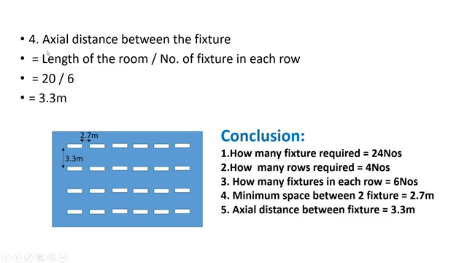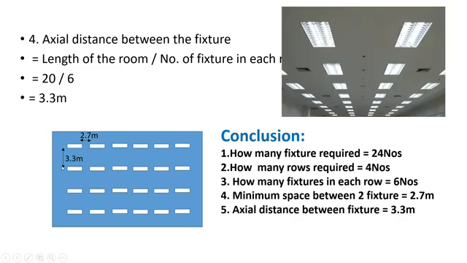So all these values we put in that picture. Now you will see the total number of lighting fixtures is 24, and the number of rows required is 4 rows: 1, 2, 3, 4, with 6 lighting fixtures to connect in each row. The minimum distance between each fixture is 2.7 meters, and the minimum axial distance between each fixture is 3.3 meters. In this way I can connect my lighting fixtures in the substation, and I will meet the required standard lighting level of 300 lux for the substation room.